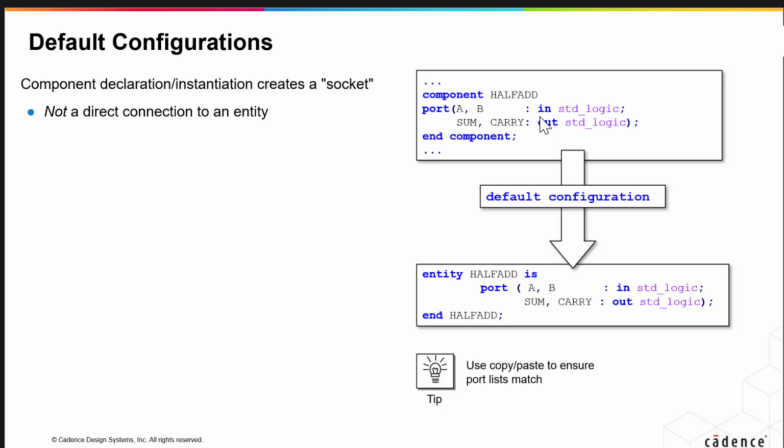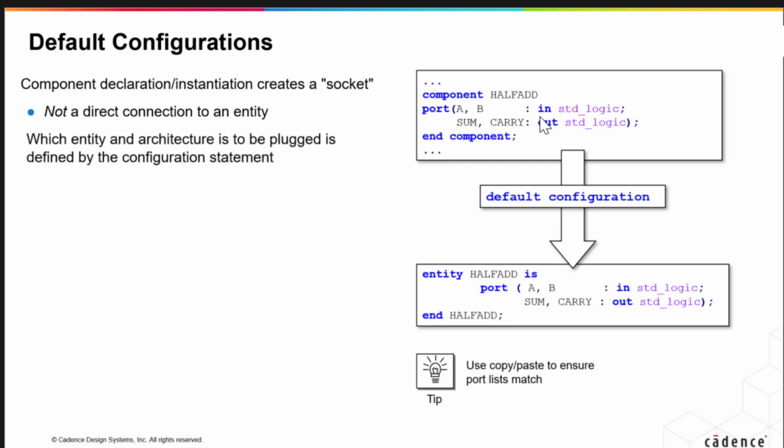As we saw in the previous slide, the VHDL construct that plugs the entity/architecture into the component socket is the configuration statement. The configuration statement defines which entity and the architecture of that entity will be used to plug into a particular component socket. You can think of it as a parts list for the design.